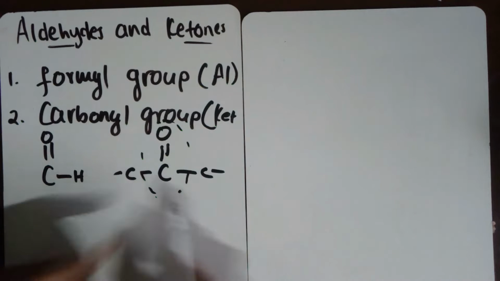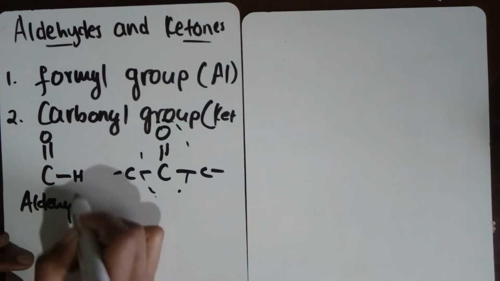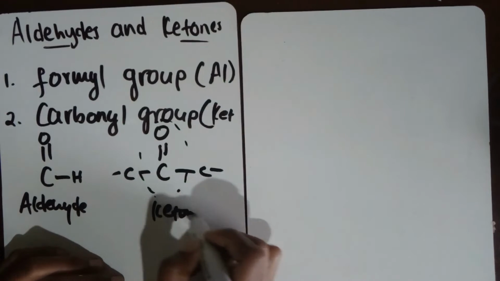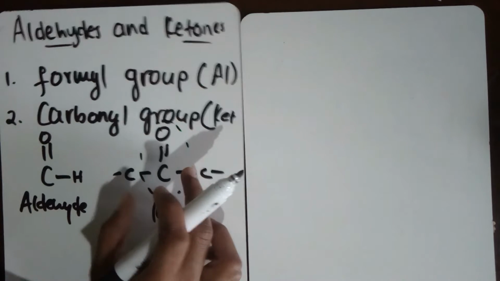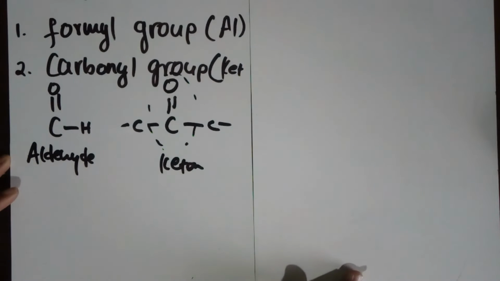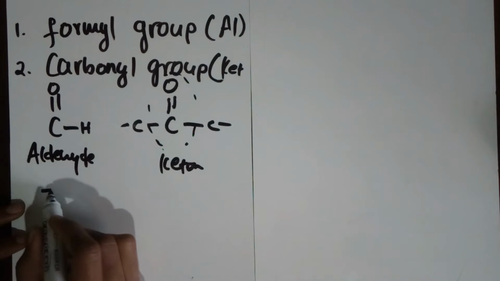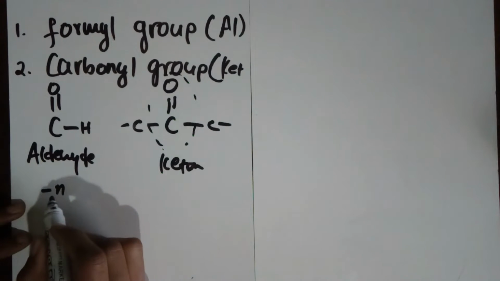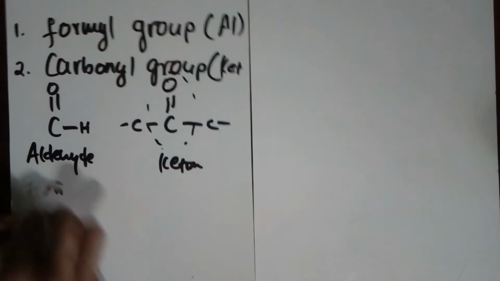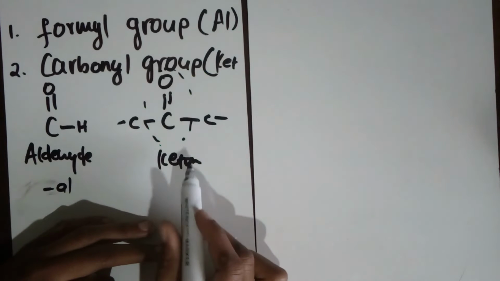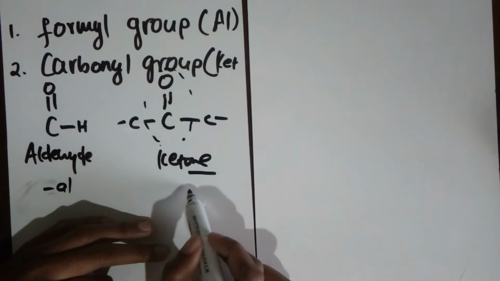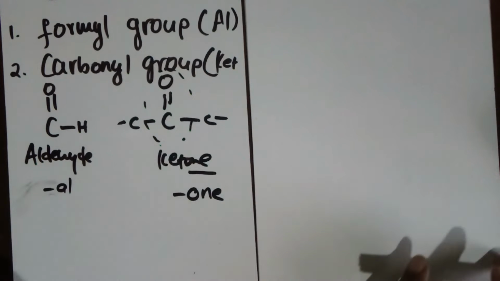And then for the ketone, the position of the carbonyl functional group is actually situated in the middle. And when we name an aldehyde, we have to end that naming with, our suffix at the end is supposed to be al. For ketones, it's just going to be one. Okay, let us take a few examples of what we've just said.